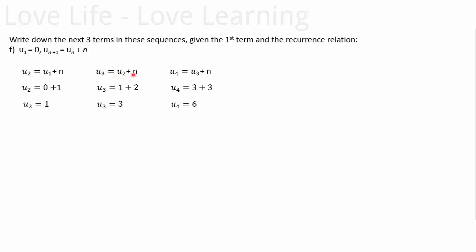u3 will equal u2 plus n. We know that u2 is 1 from the previous calculation, and the n value this time is 2. So 1 plus 2 gives us 3. Finally, u4 will equal u3 plus n. u3 we now know is 3, and the n value is 3. 3 plus 3 gives 6, and that's our final answer.